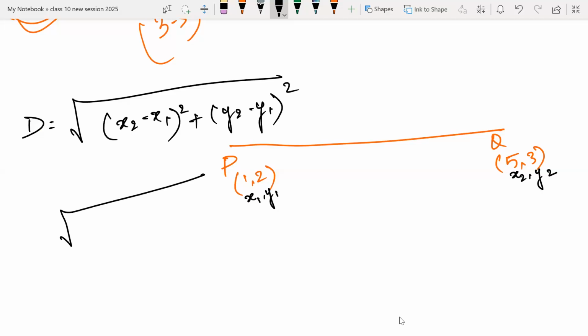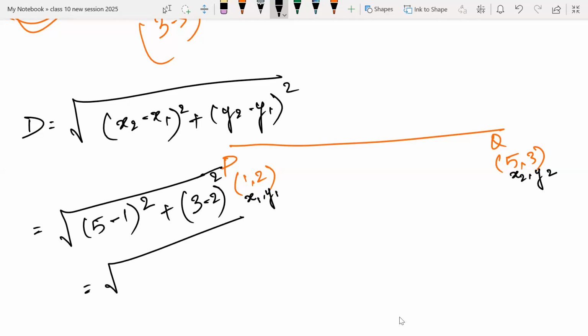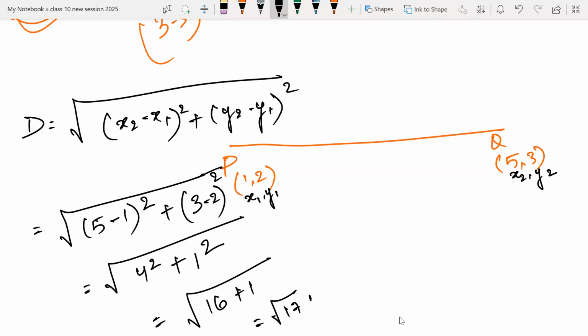Okay, let's put the values over here. x2 is 5 minus x1 which is 1, plus y2 which is 3 minus y1 which is 2. Now we just have to do the calculation. We have 5 minus 1 whole square, that is 4 square, and 3 minus 2 whole square, that is 1 square. We get 16 plus 1, that is root 17 units is the distance between the points P and Q. Is it making sense to all of you?